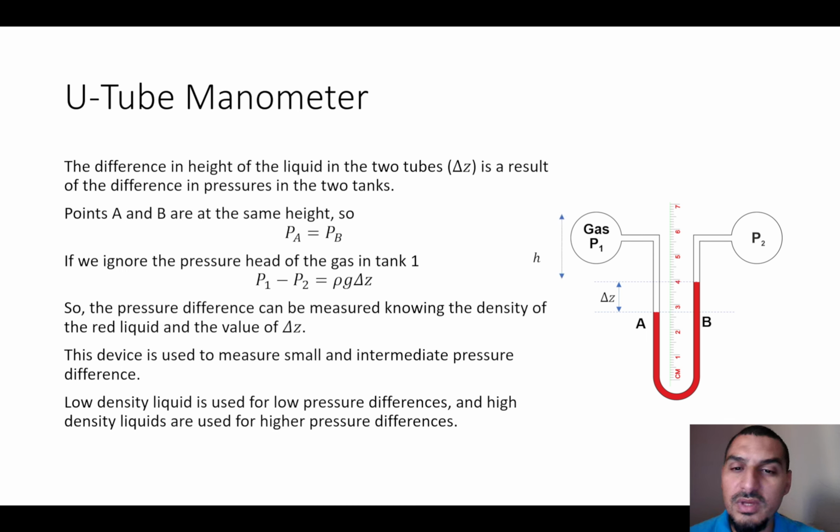Usually we can manipulate this to make the readings easier and more reliable by manipulating the value of rho. If delta P is small, then we use a small density, so you'll have a reasonable value of delta Z. If the pressure difference is high, we use a fluid with high density like mercury, for instance, to have a reasonable value of delta Z. So it's something that we can manipulate based on our understanding of our systems and how much pressure difference we expect to be measuring.